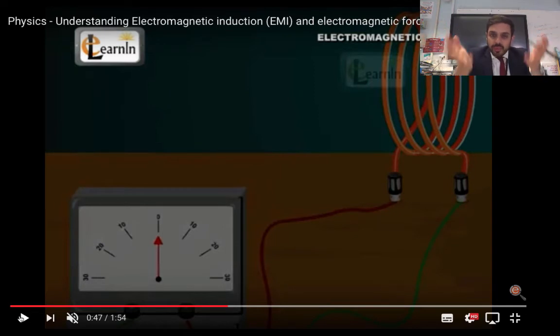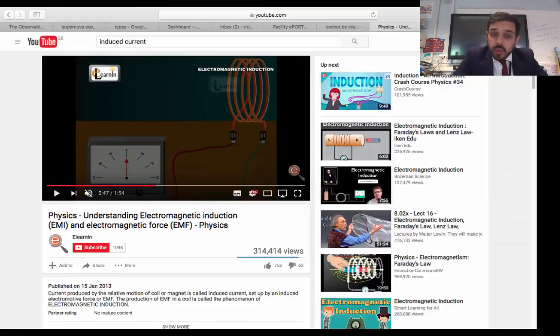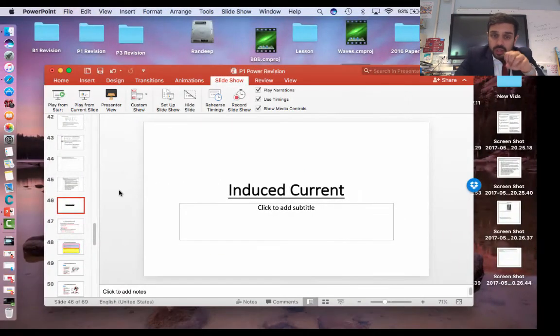This is how we generate electricity, by either moving a magnet or moving a coil of wire. It can be either one, but you need two things. You need a coil of wire and you need a magnet. You don't need to know why it works. You just need to know how it works and the steps involved. Now that's called an induced current.